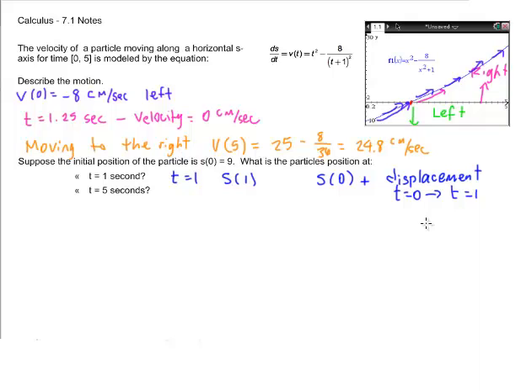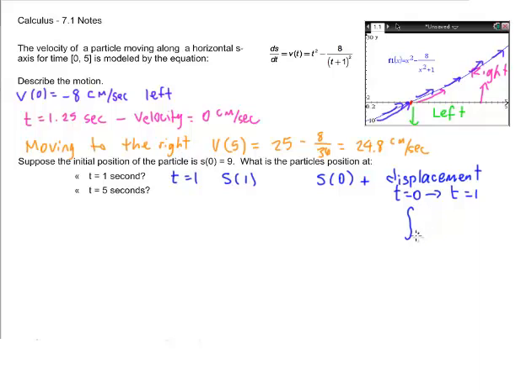In order to find displacement, it's an integral. Because remember, an integral is the amount of distance that you have covered. So that's going to help us out here with displacement. And we're looking at an integral.